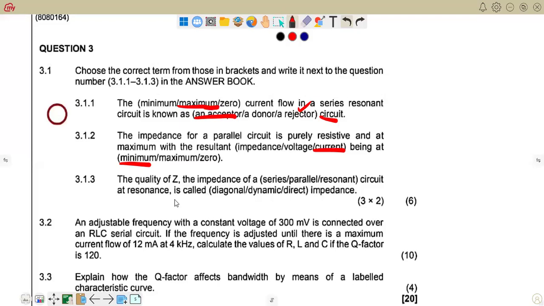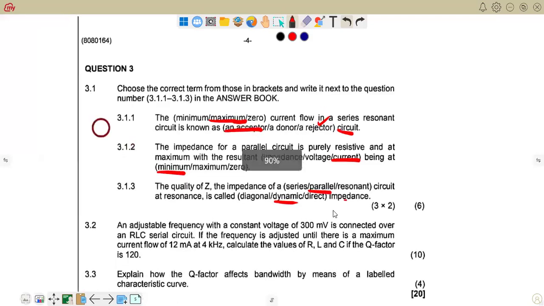Let's go to 3.1.3. The quality of Z, the impedance of a parallel circuit, is called dynamic impedance. Okay, so that's what is happening there.